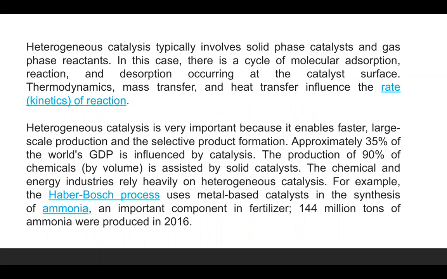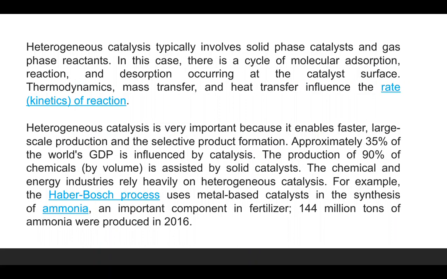Thermodynamics, mass transfer, and heat transfer influence the kinetic rate of the reaction. The rate of reaction is the speed at which reactants are converted into products. For example, the oxidative rusting of iron is a slow reaction. It can take many years, but the combustion of cellulose in fire is a very quick reaction, and it can happen in a second.